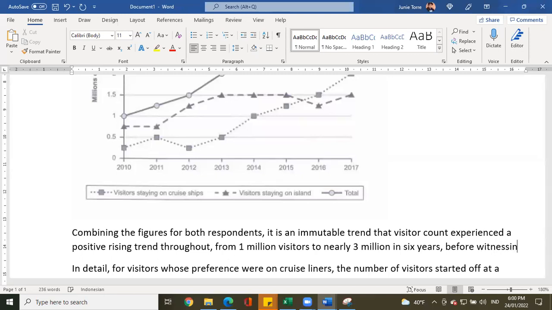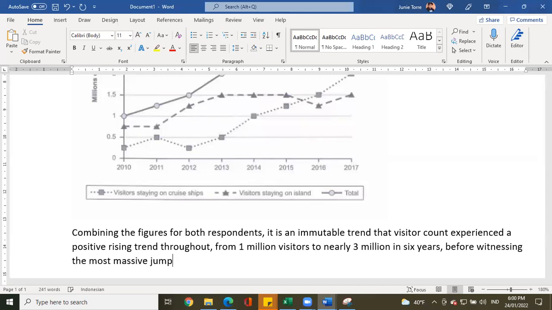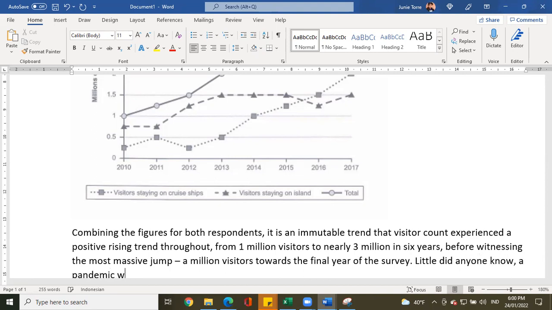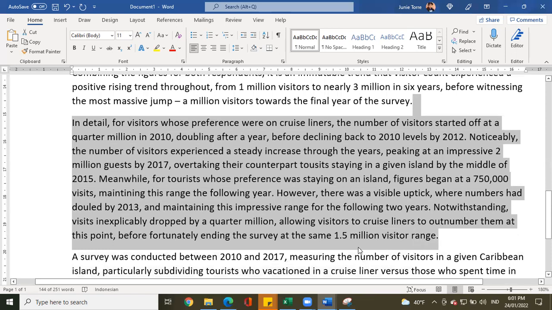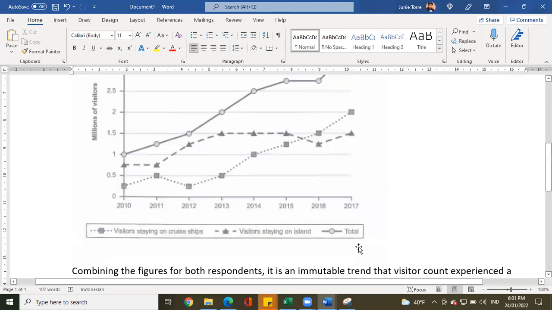Before witnessing the most massive jump, a million visitors towards the final year of the survey. Little did anyone know a pandemic was already brewing. Nothing could be done. At which point, visitor count dropped to 0. Well, damn, man.